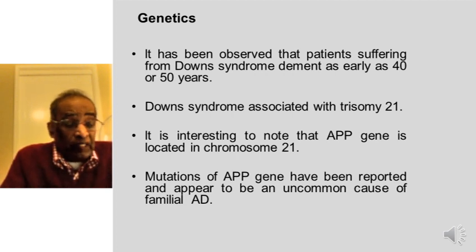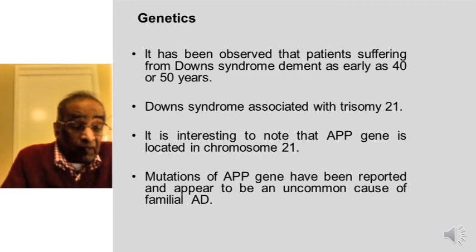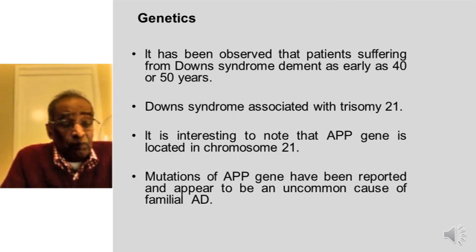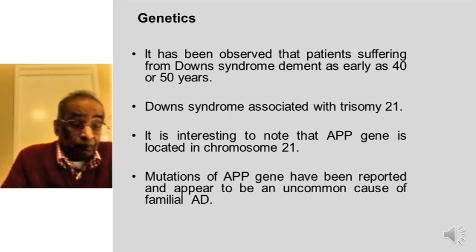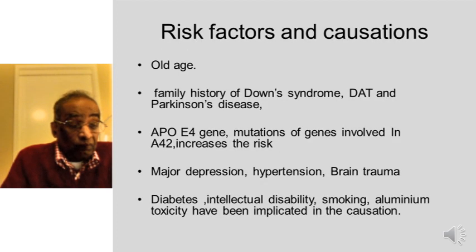E1E1 is not found in humans. Other combinations are seen, E3E4, E2E3, etc. This accounts for about 15% of Alzheimer's disease. As research progresses, more genes involved in the pathological process are being reported. Old age, family history, Down syndrome, ApoE gene mutations, and mutations of genes involved in beta amyloid 42 increase the risk of AD.